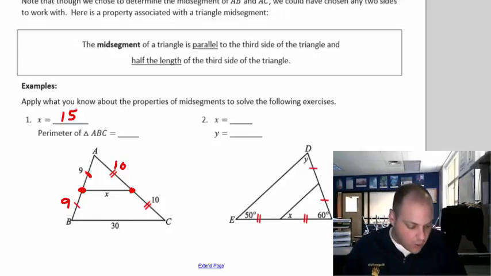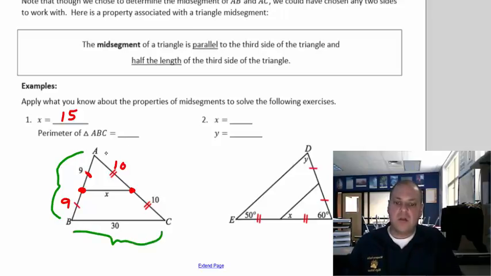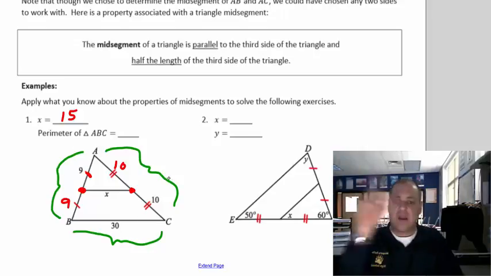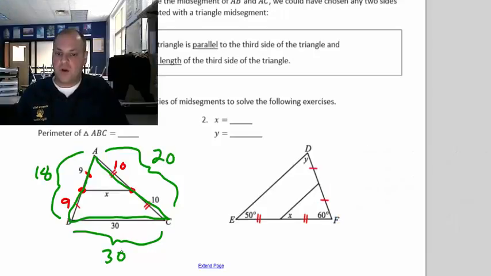So now I want to find the perimeter of triangle ABC. What's this length right here, plus this length, plus this length? I just have to add all the sides of triangle ABC. So this is 18, 9 and 9. This is 30. And this is 10 and 10, so 20. 18 plus 30 plus 20. 50 plus 18 is 68. So the perimeter would be 68.